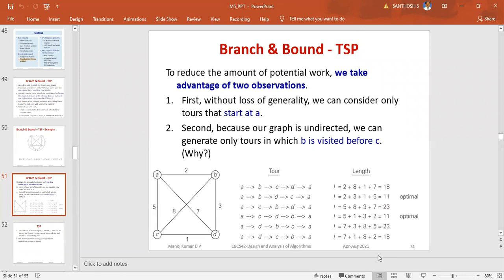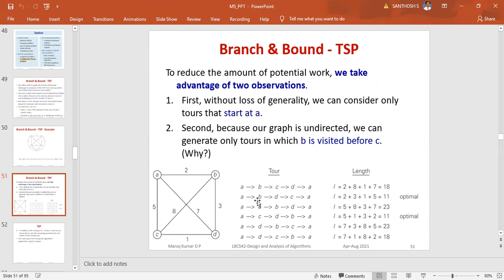Now we come to the length part. What is the length from A to B? It is 2. From B to C it is 8. From C to D it is 1. And D to A it is 7. So that is equal to 18.